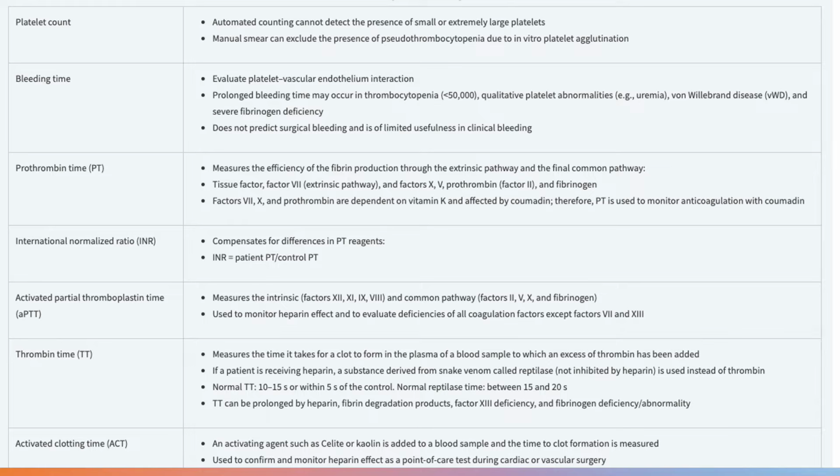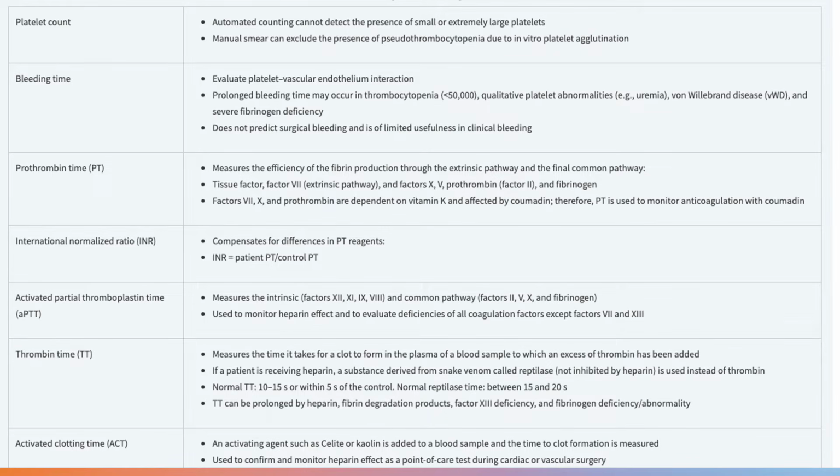Bleeding time is very important. It is a bedside test. You can evaluate the platelet vascular endothelium interaction. Prolonged bleeding time may occur in thrombocytopenia if it is less than 50,000 platelets, and in qualitative platelet abnormality, for example in uremia and von Willebrand disease, and also you may have it in fibrinogen deficiency. It does not predict any surgical bleeding and is of limited usefulness in clinical bleeding disorders.